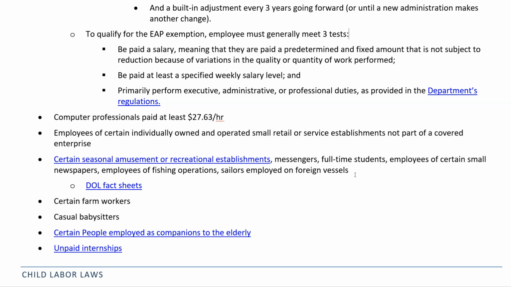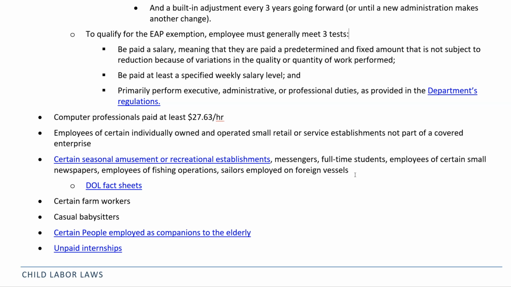Also exempt are employees of certain individually owned and operated small retail or service establishments not part of a covered enterprise. What that would actually mean is they're not somehow involved in interstate commerce, so that they couldn't be covered under the United States Commerce Clause, which gives the federal government the ability to regulate business, gives them the authority to pass the FLSA and a lot of other laws. Now, that's not going to be a very widely used exemption, so I wouldn't count on that.